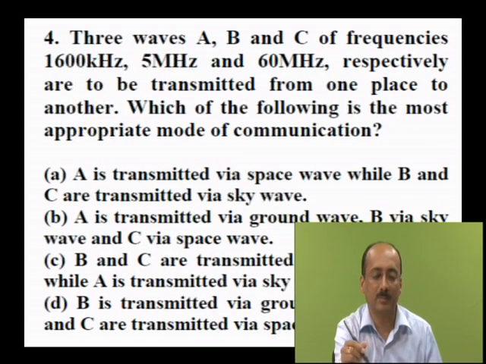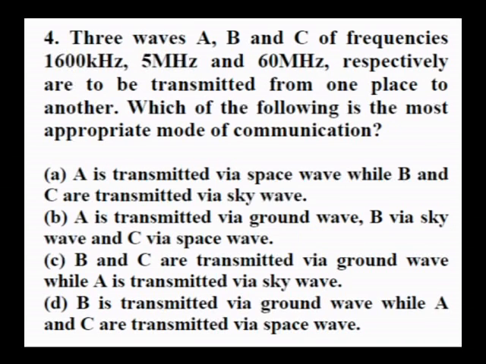Three waves A, B and C of frequencies 1600 kilohertz, 5 megahertz and 60 megahertz respectively are to be transmitted from one place to another. Which of the following is the most appropriate mode of communication? Now you can see 1600 kilohertz is A, that is low frequency, less than 2 megahertz. So naturally it must be via ground wave.